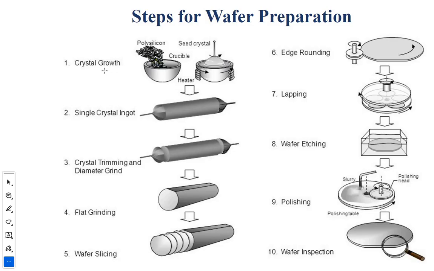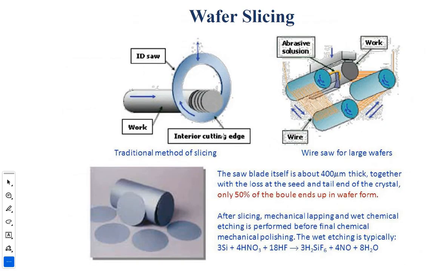The steps for wafer preparation are: crystal growth, where the crystals are grown by the single seed method or from polysilicon, giving a single crystal ingot; crystal trimming and diameter grinding; flat grinding to make a flat surface; slicing the wafer; edge rounding; lapping; wafer etching; polishing; and finally wafer inspection. For wafer slicing, we slice with a saw blade. The wafer is nearly 400 micrometers thick, with lots of loss from the seed and tail end of the crystal. Only 50% of the boule ends up in wafer form. Some of it is wasted.